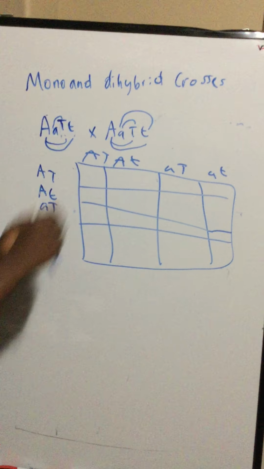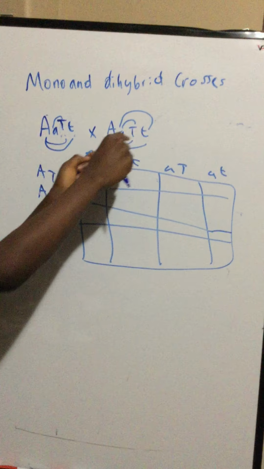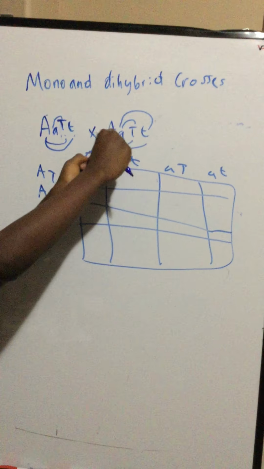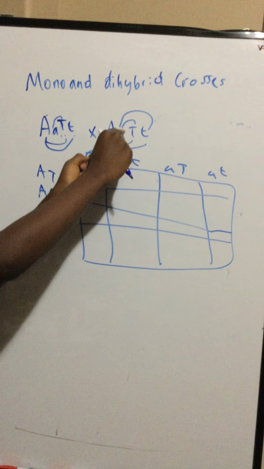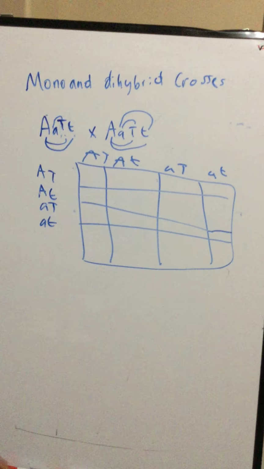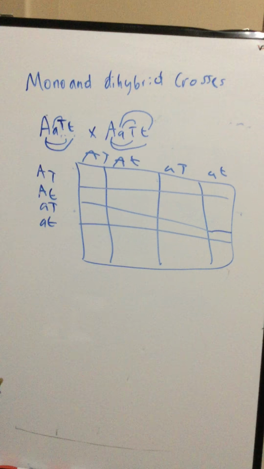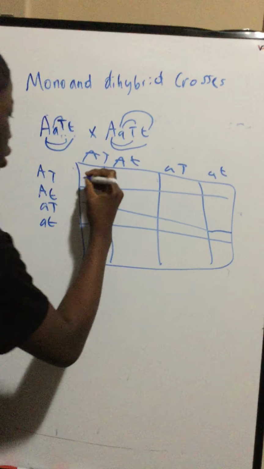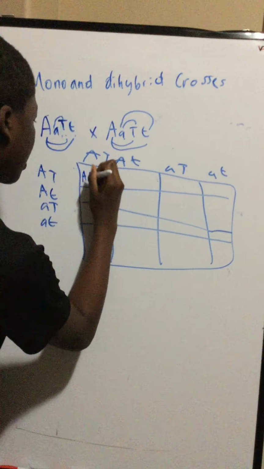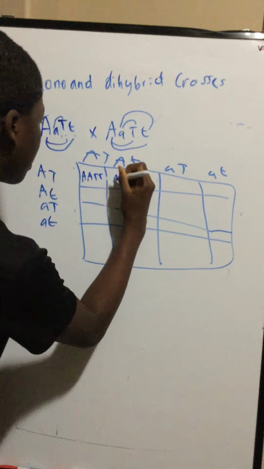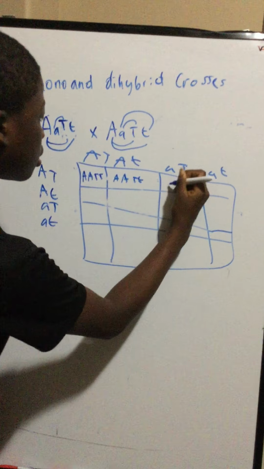So you're just taking this letter and distributing it with this one, and then taking this letter, distributing it with this one and this one. So now it's the same concept as a monohybrid cross. You just put the letters together, and remember the dominant letters always go first, right? Capital dominant letters. So this would be A T T, A T T.